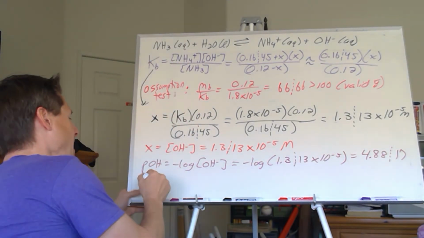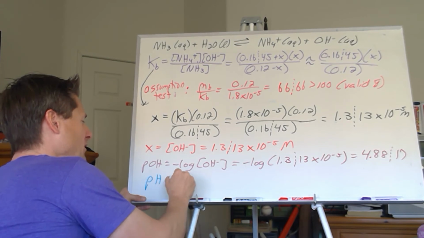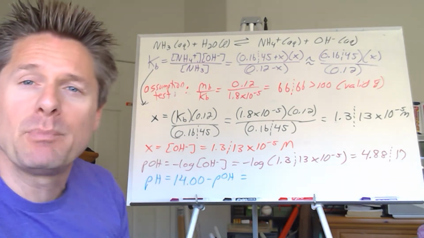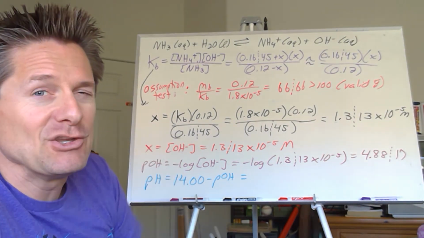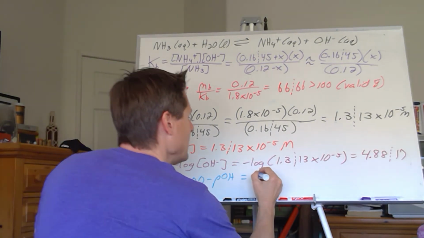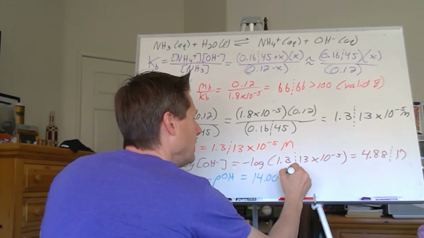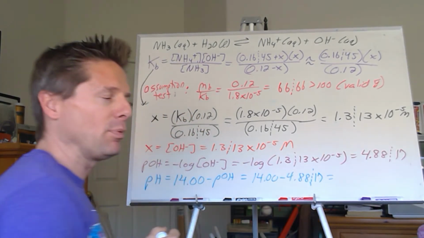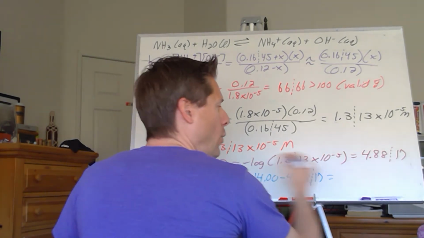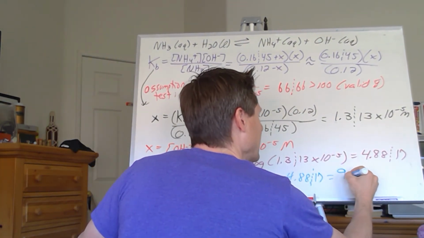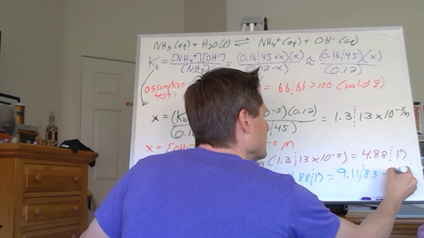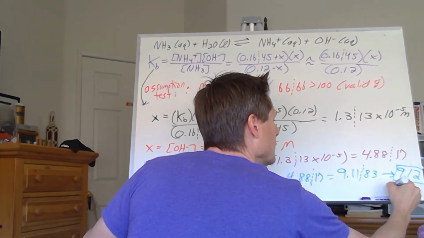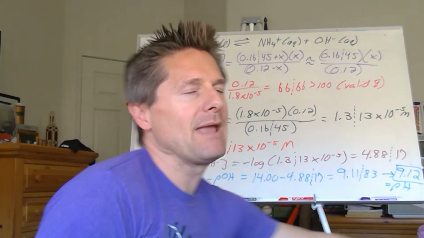Well, now I can just subtract it. So the pH will be 14.00 minus the pOH. Remember, the pH plus the pOH equals 14.00. That's a useful little trick to do it. So let's take 14.00 minus 4.8817. Good to two decimal places for both. I end up with 9.1183. So that rounds up to 9.12. So I get a pH of 9.12.